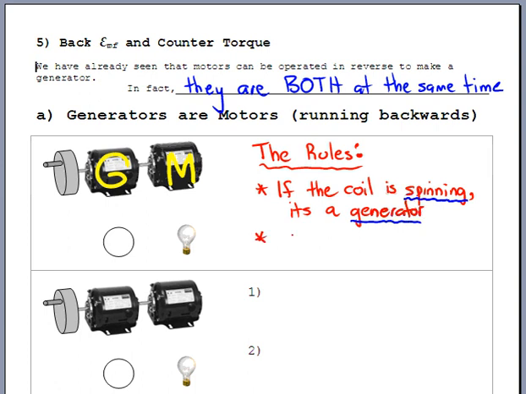Second rule, if there is current in that coil, then it's a motor.